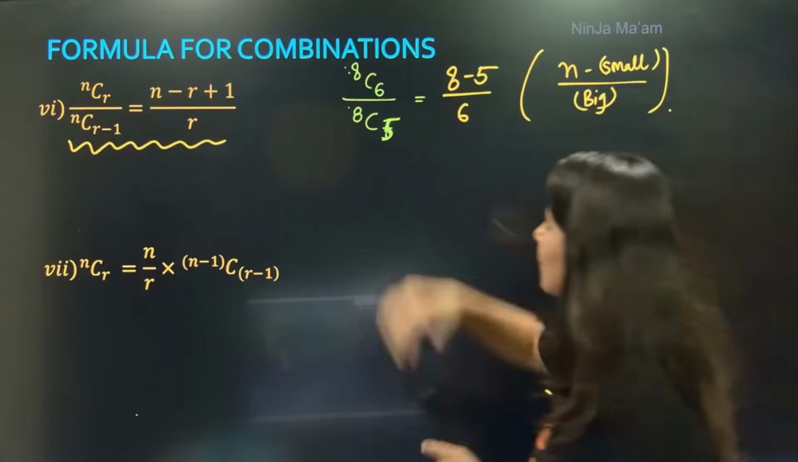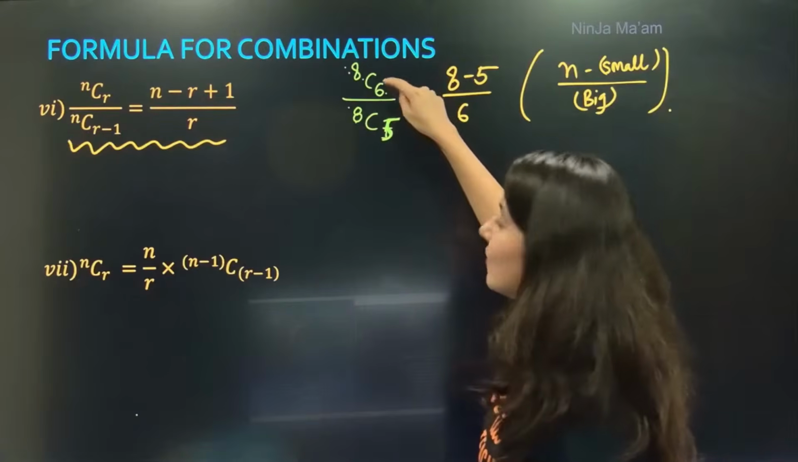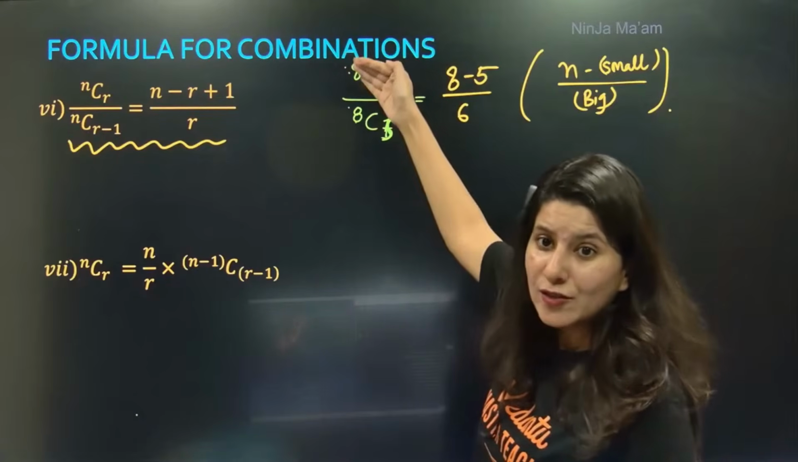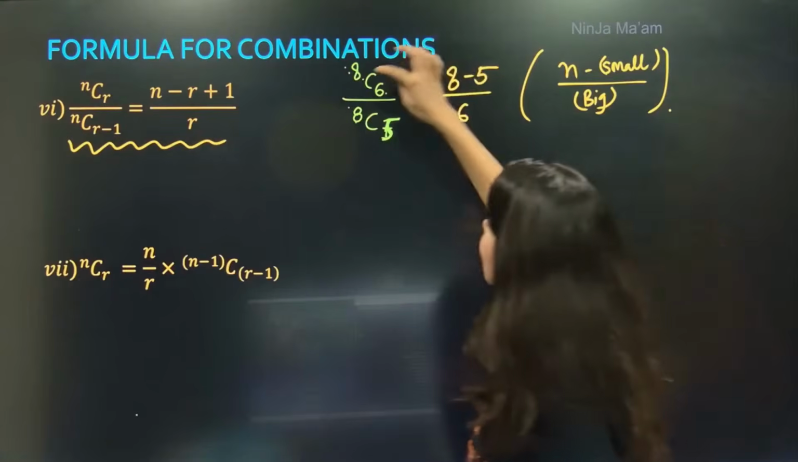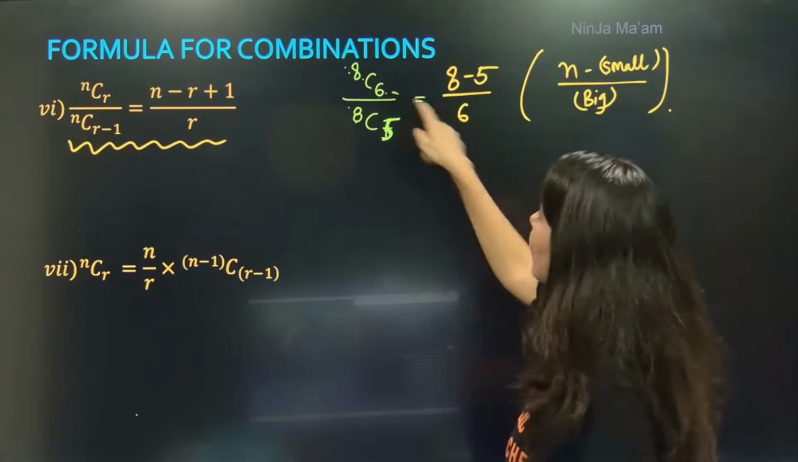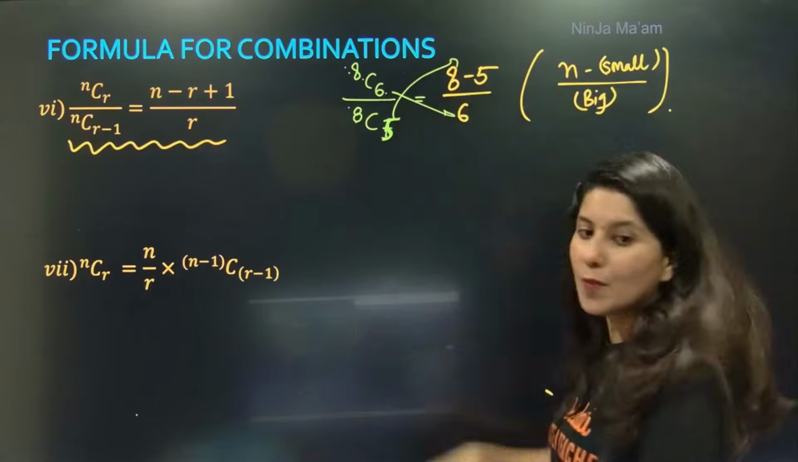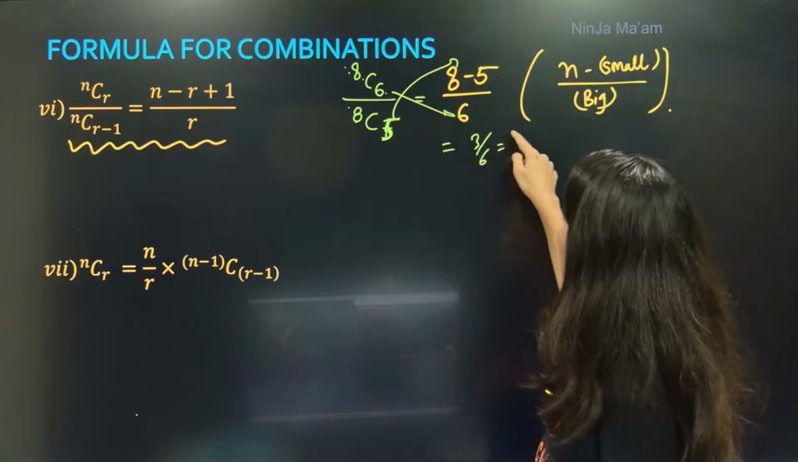This is how it is. So if both 8, 8 are same, there is a gap of 6 and 5. The bigger one should be in the numerator, smaller in the denominator, right? Then what will happen? It will be 8 minus smaller upon bigger. So 8 minus smaller upon bigger. This is the answer. So what is the answer? Tell me. 3 by 6, 1 by 2.